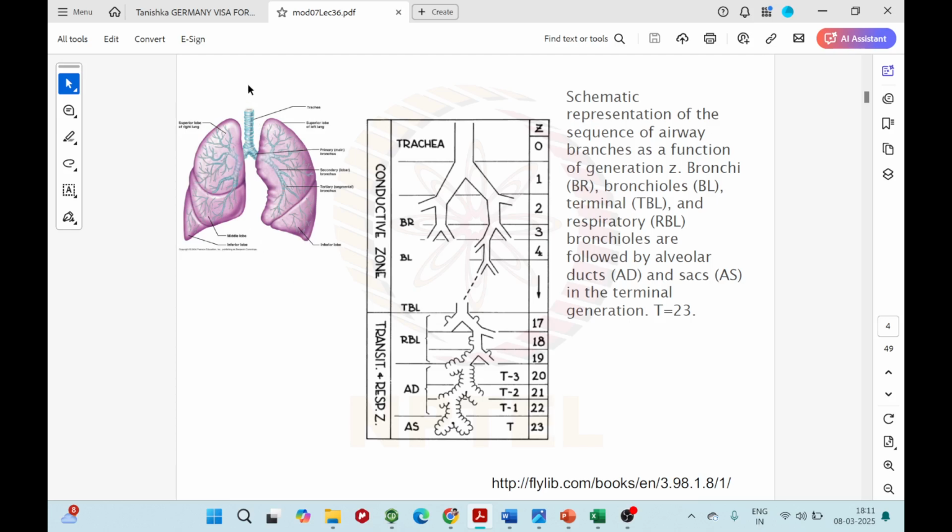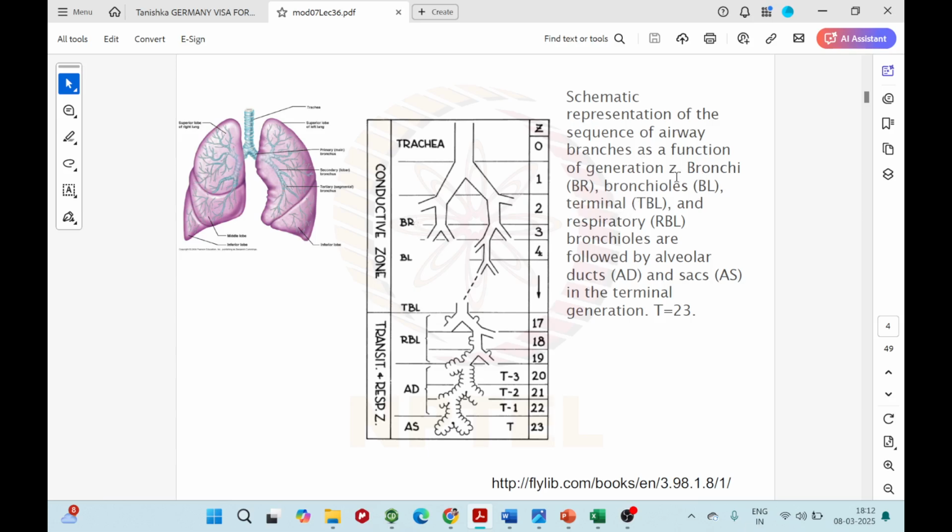And if we see from the trachea, it gets further divided and divided. So this is the trachea, then it again gets divided, again and again. Like this, the total branching happens 23 times from the trachea to the alveoli. This is a schematic representation of the sequence of airway branches as a function of generation, Z, with the bronchi, bronchioles, terminal bronchioles.